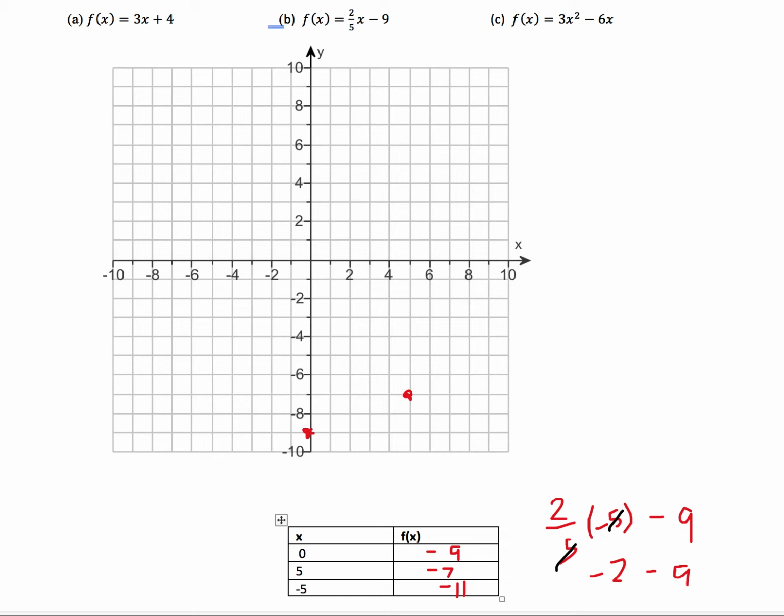All right, so let's plot that one. We're going to go to negative 5 on the x-axis, and then we're going to go down to negative 11, which is just a little bit off the graph. I'm just going to go ahead and drop down what looks like maybe one more and put it right here.